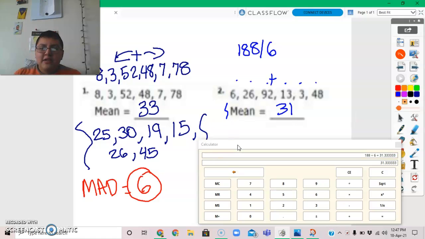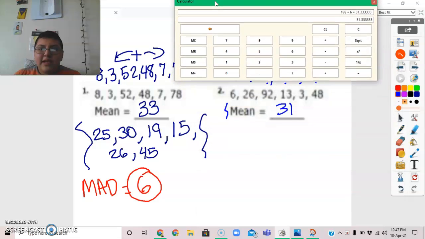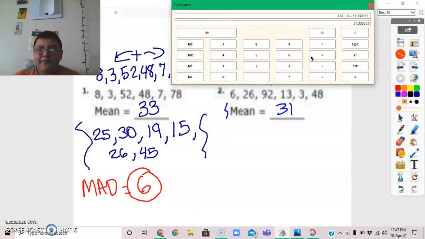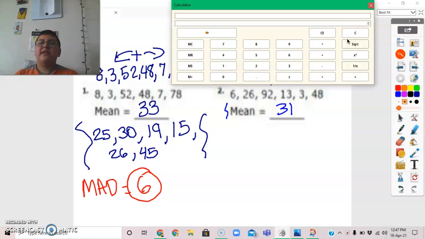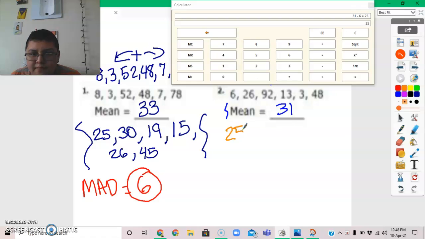So now we're going to do our new set of numbers. Now I'm going to move the calculator up here. Now, we are going to make all of these numbers equal to 31. So, we're going to do the same as last time. 31 minus 6 is equal to 25. So 25 plus 6 equals 31. We're just finding the number that, added, equals 31.